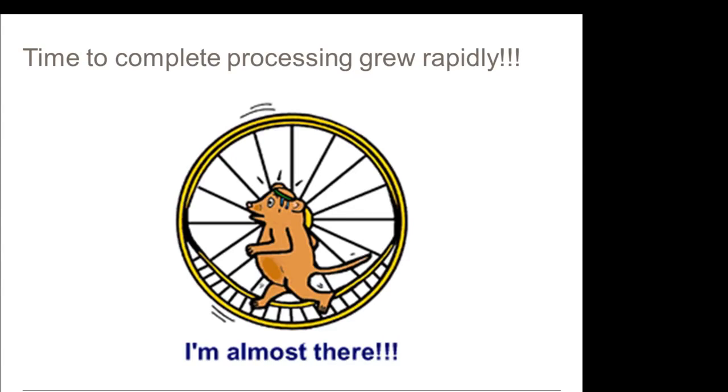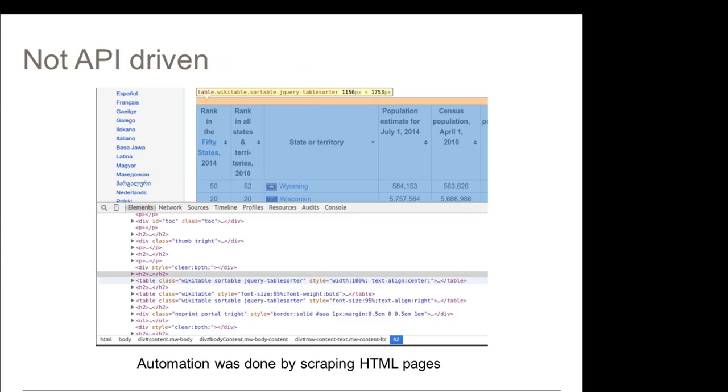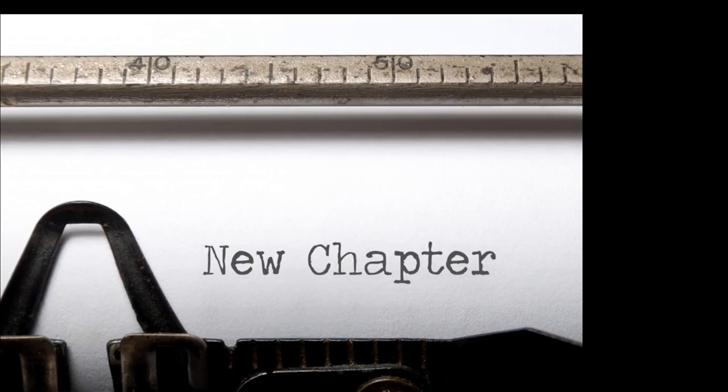So it got spilled over and then eventually it started queuing up. So the time to complete processing also grew rapidly. And nothing was API driven. These reports that were being generated were all HTML files, and customers actually started scraping the HTML files to do their own automations on top of these reports. So we decided we need to write a new chapter.